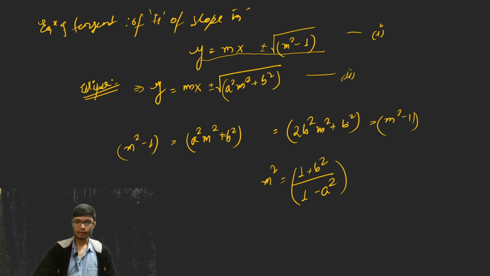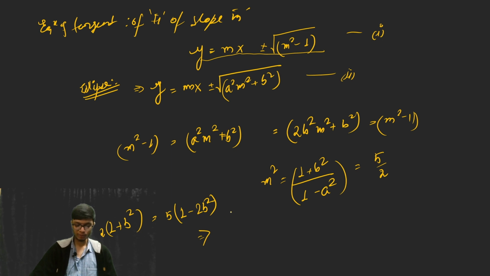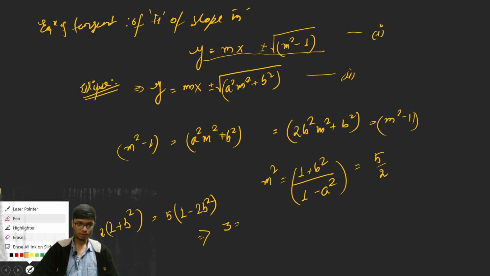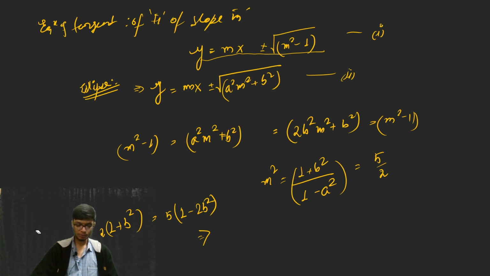Now it is saying that the common slope is √5/2, so the square of √5/2 will be 5/2. Also a² is 2 times b². So 2 times (1 + b²) is equal to 5 times (1 - 2b²). From here, if you simplify, you get 3 is equal to 10 and if you take it to the right side, or you can solve it.